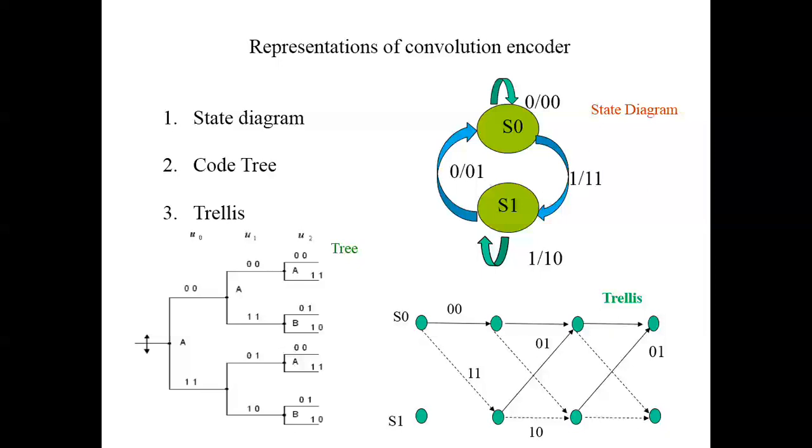As this particular diagram suggests, there are three ways to represent a convolutional encoder. The first way is state diagram. The second way is code tree, which I have shown here. The first one is state diagram, which is shown here, and the third is trellis representation. So what is trellis? It's a tree-like structure. So the short form is trellis, which is the third diagram. So there are three ways to represent a convolutional encoder: state diagram, code tree, and trellis. Now we will go in detail with each of the representations.